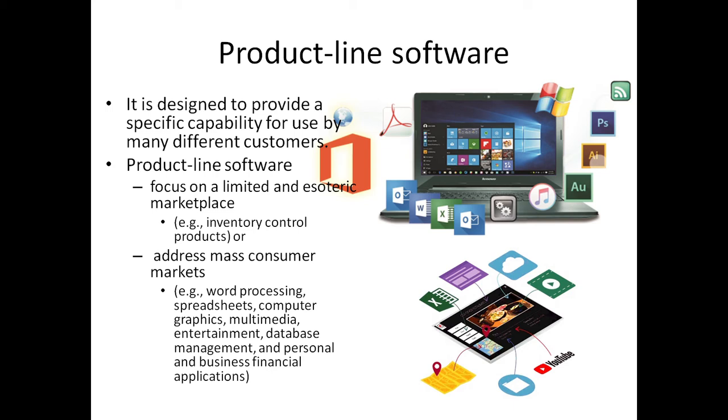The mass consumer market focuses on things like social media, word processing, spreadsheets, computer graphics, multimedia, entertainment, database management, and personal and business financial applications. These are all examples of product line software where the users are in mass. They are using the software for their own use.